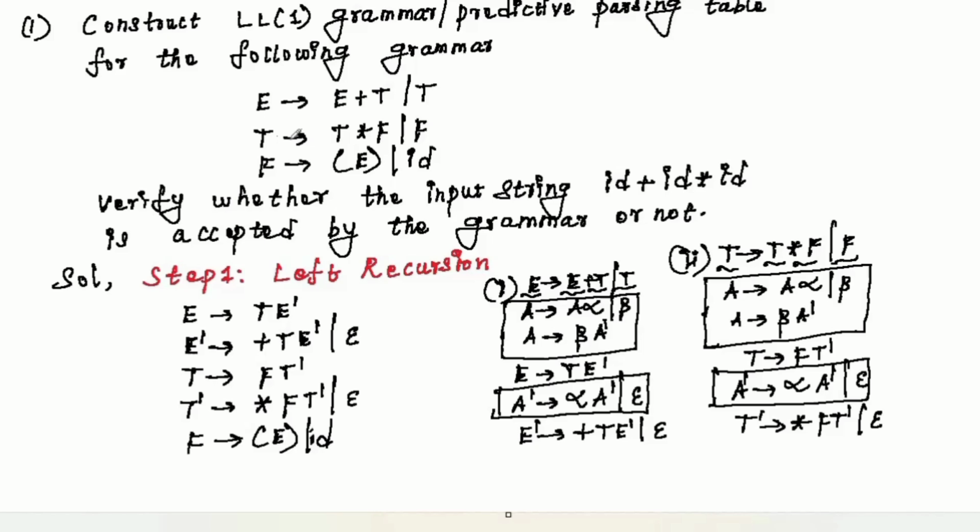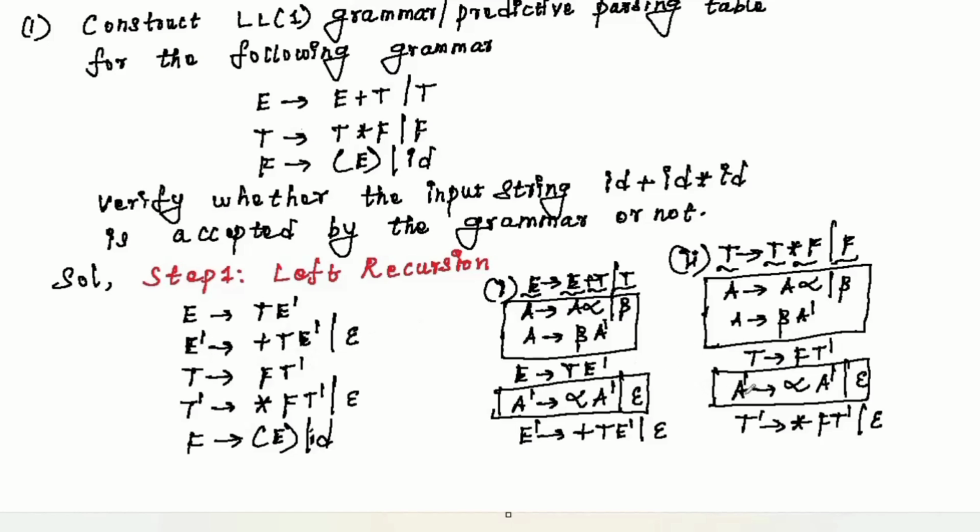Next production, T tends to T star F or F. Here the production is of the form A tends to A alpha or beta. A is capital T, alpha is star F, beta is capital F. Here A tends to beta A dash: T tends to F followed by T dash. Then T tends to FT dash. Write T tends to FT dash.